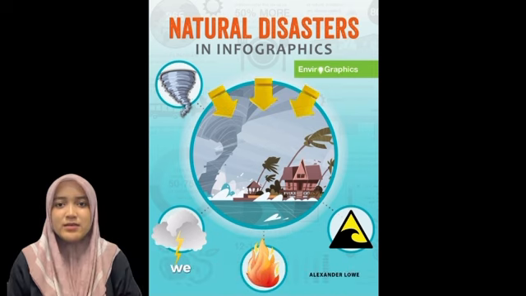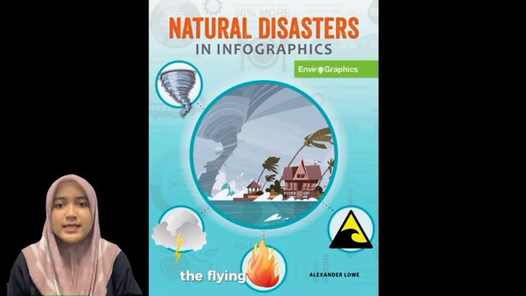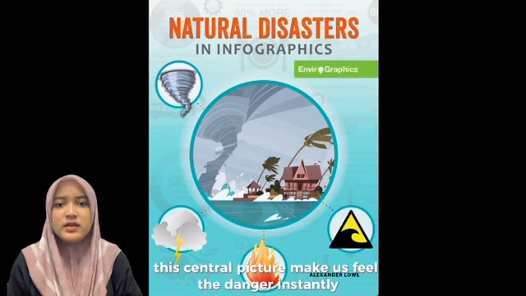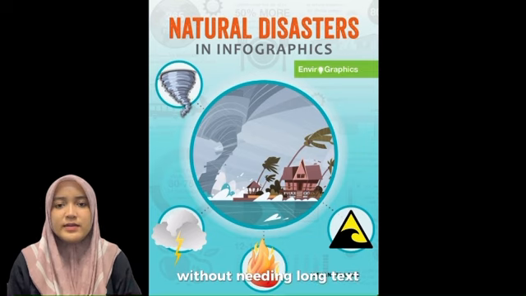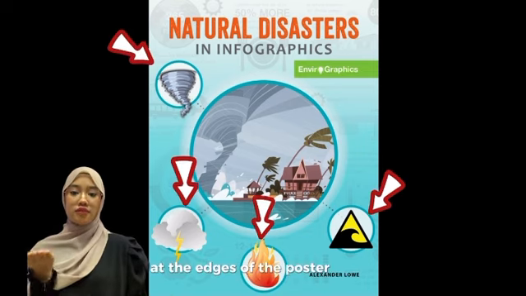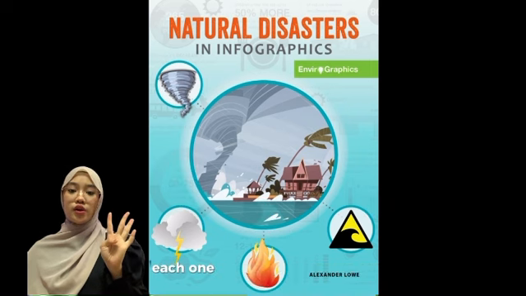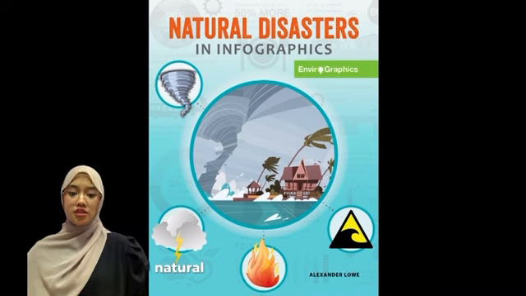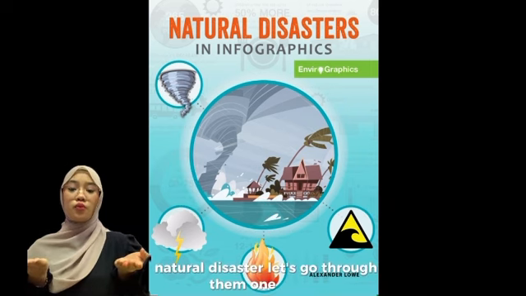In the center, we see a dramatic image of a cyclone or hurricane taking form near the coast. The flying trees and high waves show how disruptive natural disaster can be. This central picture may convey the danger instantly without needing long text. At the edges of the poster, we see 4 icons. Each one represents a different type of natural disaster. Let's go through them one by one.